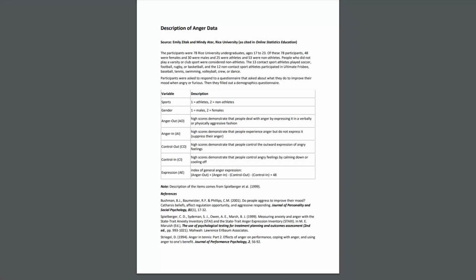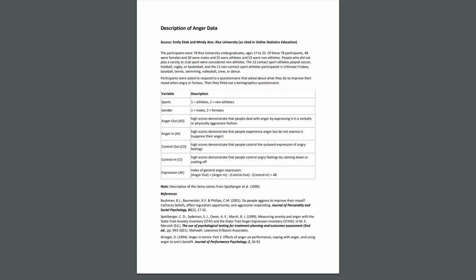To conclude this video series on two-factor studies with a quantitative response variable, I would like to walk you through one more example. We're going to analyze the anger data, and here is the description and coding for the anger data. The participants were 78 Rice University undergraduates ages 17 to 23.